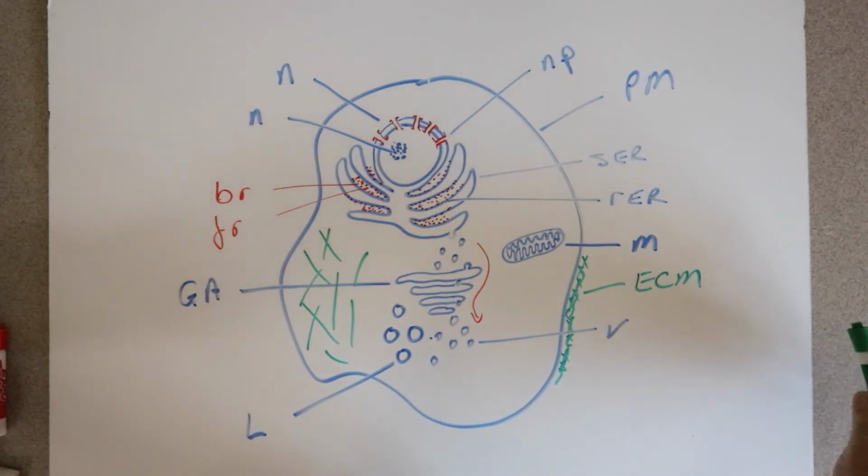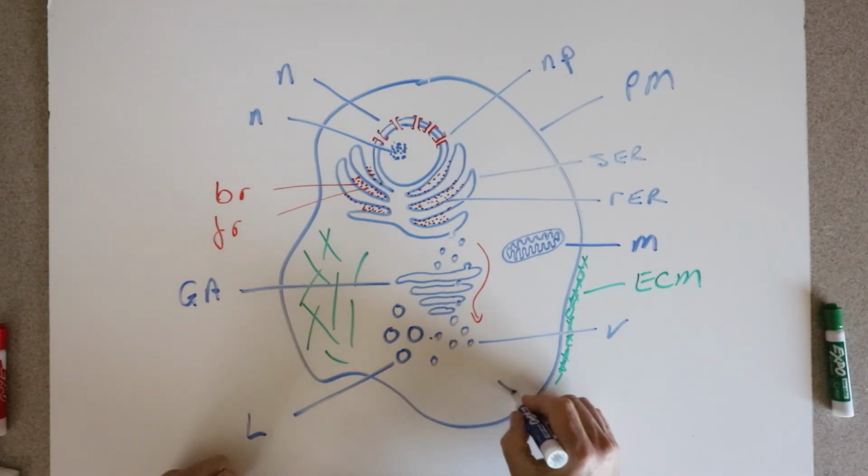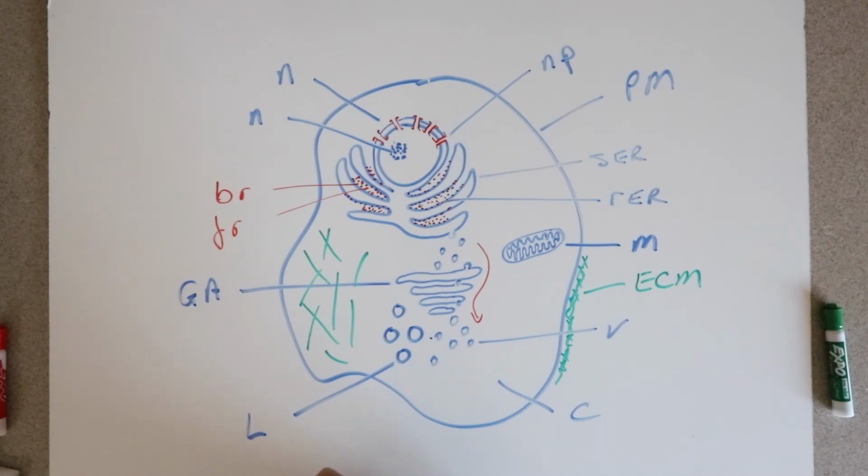All right, and I think the last thing I need to label is the cytoplasm. So those are all the major components of the cell. All right, I think that's it. See if you can do it.